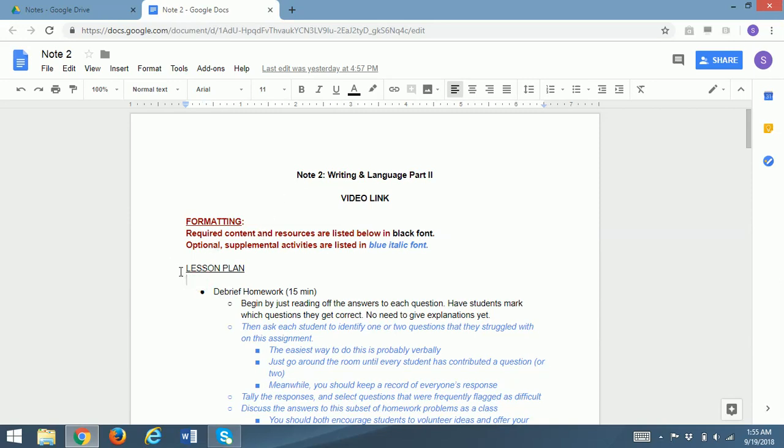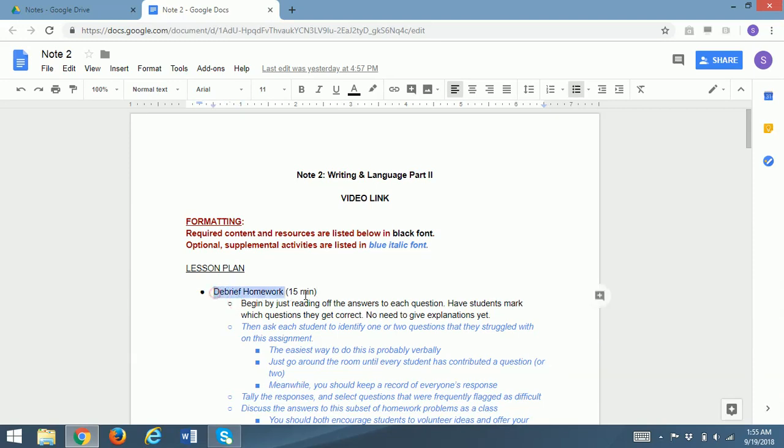Okay, so jumping into the lesson plan. First thing you're going to do this week is debrief the homework. This is really important. I said last week it's important to check the homework each week. I would go around the room and just write down the names of students who didn't do it, just to encourage students to complete the homework each week. And it's very important to do that at least the first couple of weeks.